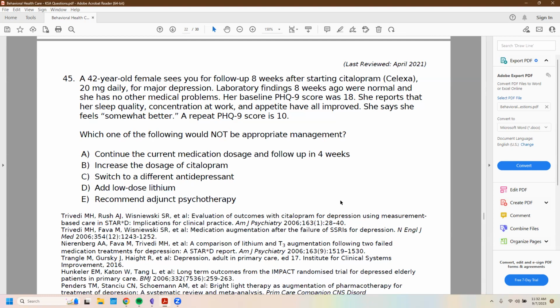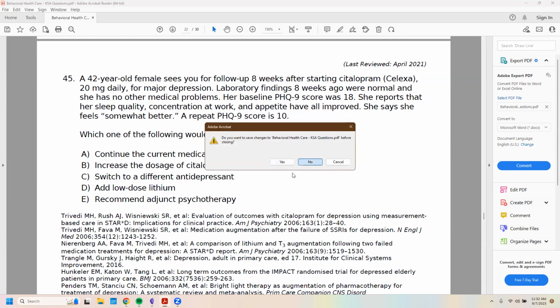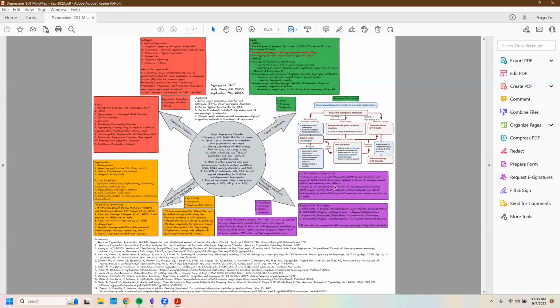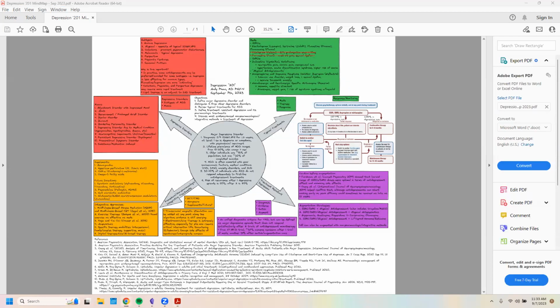Okay, that's all I have. So I will send y'all the more completed mind map, kind of what I went off of. And do y'all have any questions for me?